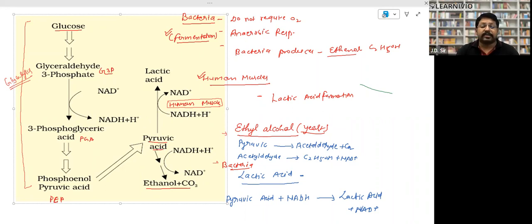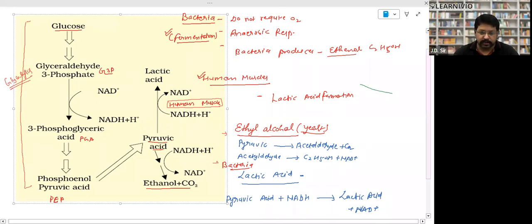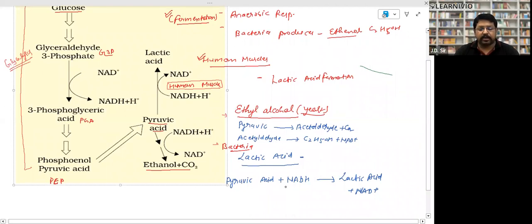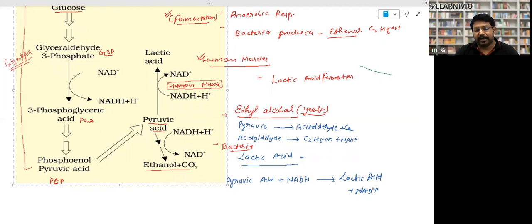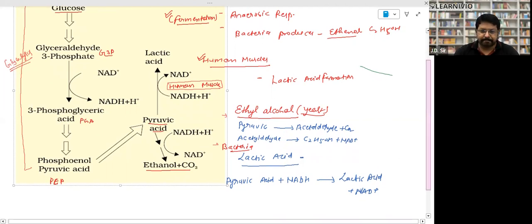Pyruvic acid, if this reaction is taking place in bacteria or yeast, what will happen? Pyruvic acid will break down into ethanol, meaning ethyl alcohol, and carbon dioxide, and NADH will break down into NAD plus. So ethyl alcohol formation takes place in yeast, and lactic acid formation takes place in bacteria. Look, pyruvic acid will break down into acetaldehyde and carbon dioxide. Acetaldehyde will convert into ethyl alcohol and NAD plus. This reaction goes on in the yeast. In bacteria, pyruvic acid plus NADH forms lactic acid plus NAD plus.